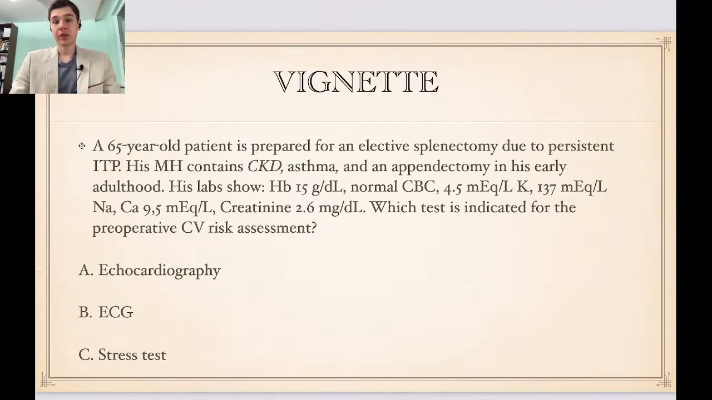A 65-year-old patient is prepared for an elective splenectomy due to persistent ITP. His medical history contains chronic kidney disease, asthma, and an appendectomy in his early adulthood. His labs will show 50 grams per deciliter hemoglobin, a normal CBC, 4.5 potassium, 137 sodium, and a creatinine of 2.6. Which test is indicated for the preoperative cardiovascular risk assessment? Echocardiography, an EKG, or a stress test?